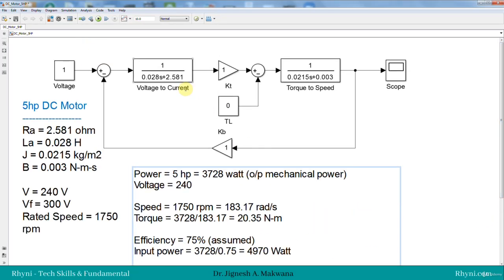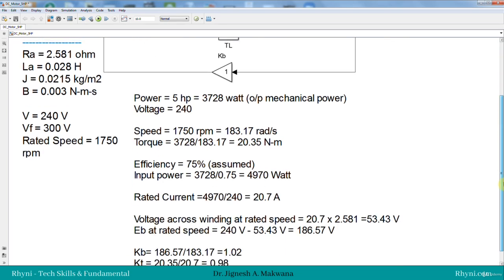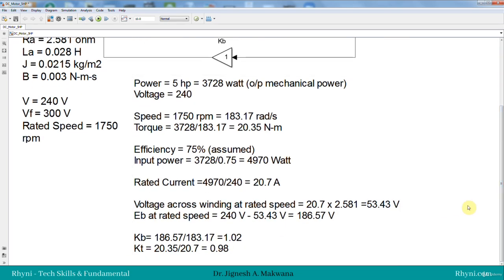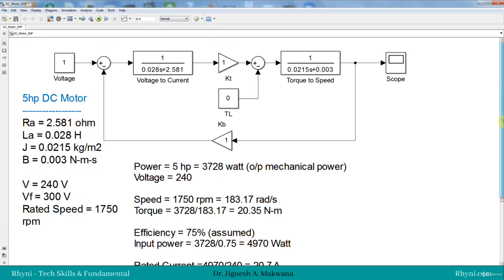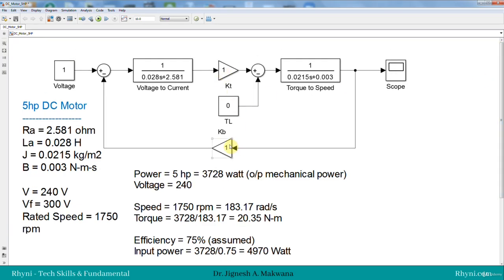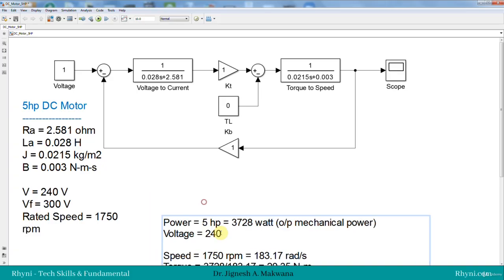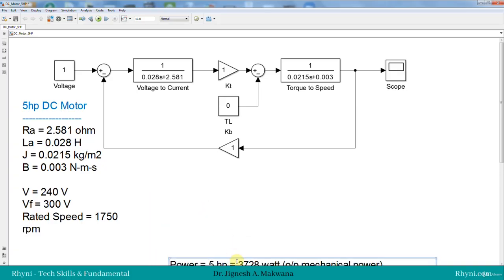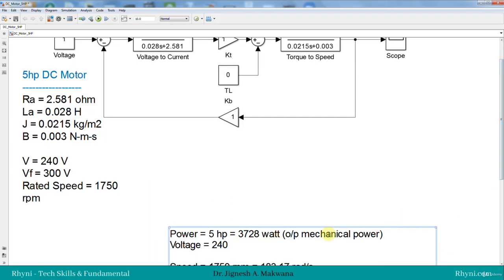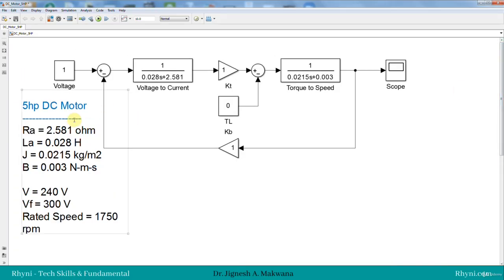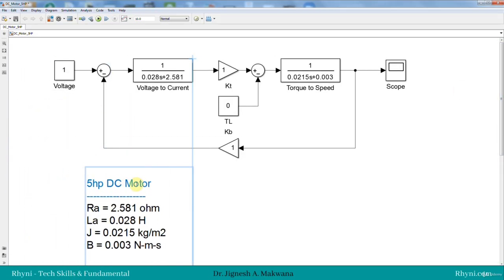So this way you can see both come to almost 1. So we can keep both values of KT and KB as 1. This is how we can find the values of KT and KB, and now our model is ready. So this simulation model of DC motor is ready to run.